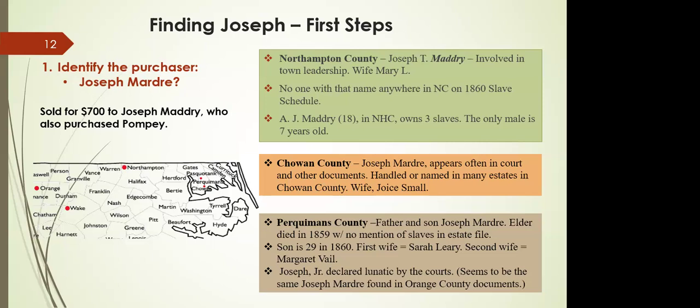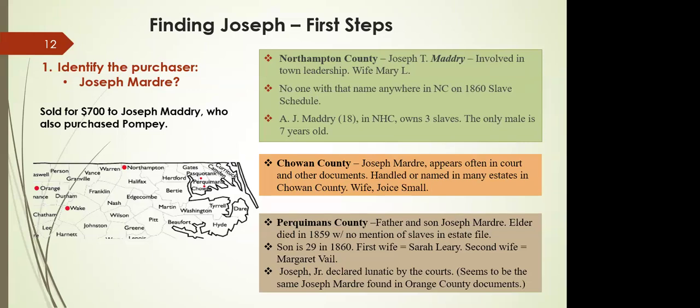He did have an estate file. There was no mention of enslaved people in his estate file. However, his son, Joseph Marjorie, was 29 years old in 1860, prime age to be getting his life on as an enslaver. He was married twice, first to a Sarah Leary, and secondly to a Margaret Vale.